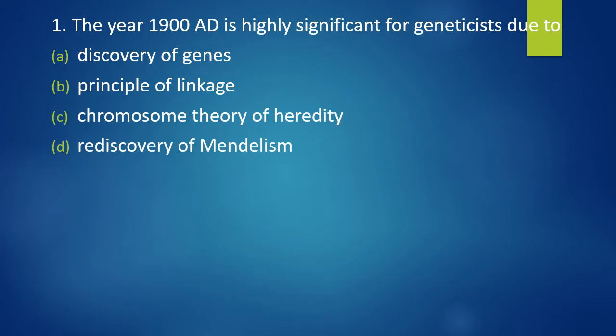Question number 1. The year 1900 AD is highly significant for geneticists due to discovery of genes, discovery of linkage, chromosome theory of heredity, or rediscovery of Mendelism. Which of the following event took place in 1900 AD? So the correct answer is option D, rediscovery of Mendelism.